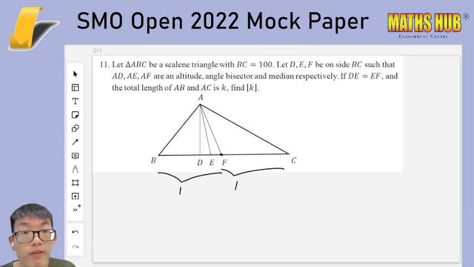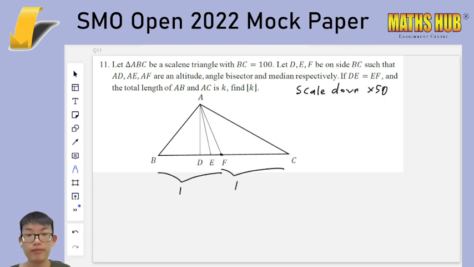Right, so I'll scale down by 50 times. We have to write this down so that at the end of the question, we remember to multiply back by 50 again. Now, I will call these sides in the usual way, B and C. And then we have got DE equals to DF with these angle conditions. So angle bisector as well as a altitude.